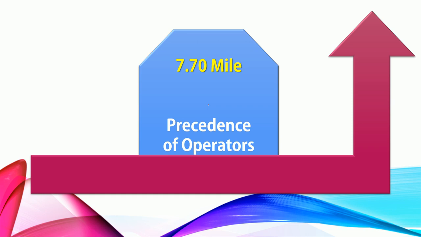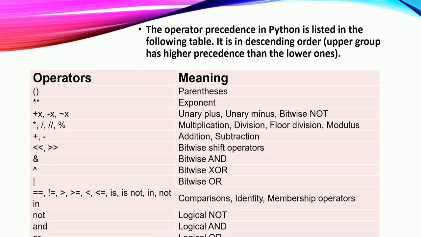The operators which we are using, what is the sequence of the operation? The operator precedence in Python is listed in the following table. It is in descending order. The upper group has higher precedence than the lower one. Any of the operators may or may not be there, but first preference, high preference, is the law of precedence. Like parenthesis, exponent, and all these unary plus, unary minus, and other operators are there.